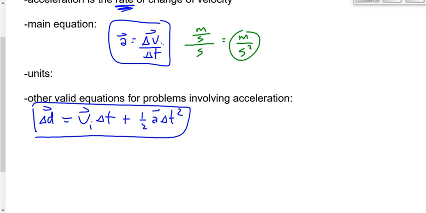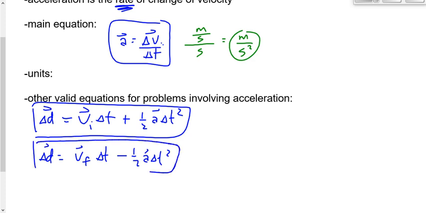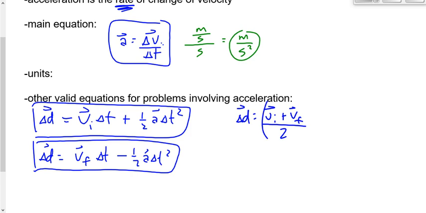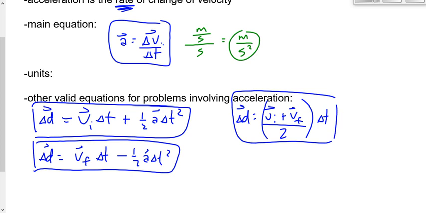We also have another one that looks remarkably like this one. Delta D is equal to VFT minus 1/2 AT squared. The only difference here is that we have VF instead of VI and we have negative instead of positive. What does VF stand for? The final velocity, yeah. We have another one: delta D is equal to (VI plus VF) over 2, times T. VI is initial velocity, VF is final velocity, delta D is displacement, T is time.